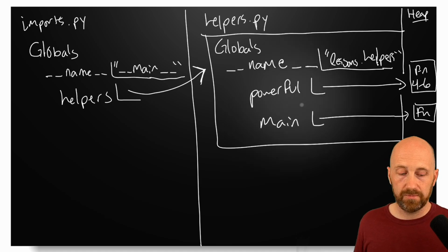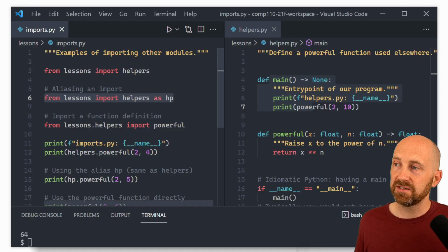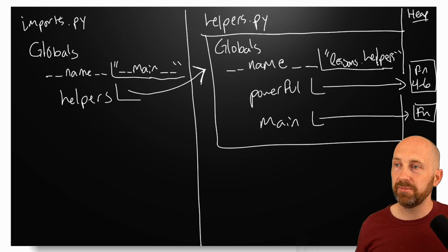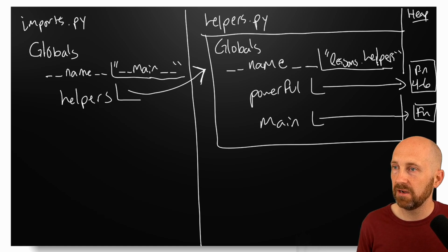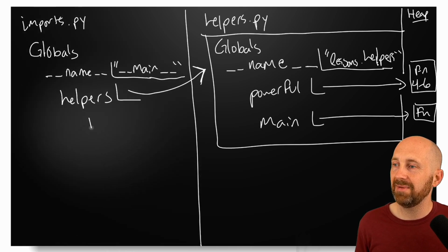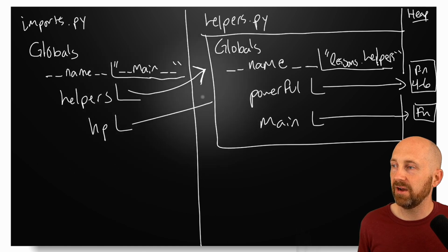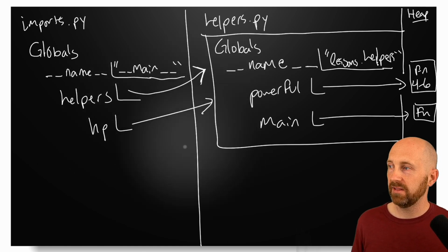So in this case, what we wound up doing is saying, oh, we've already loaded this helpers module. So now the name HP is going to be bound to that globals frame as well. That's pretty cool.